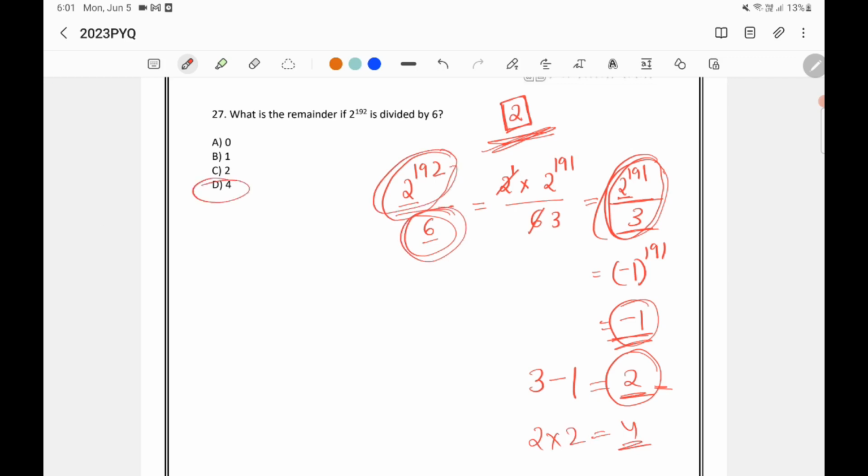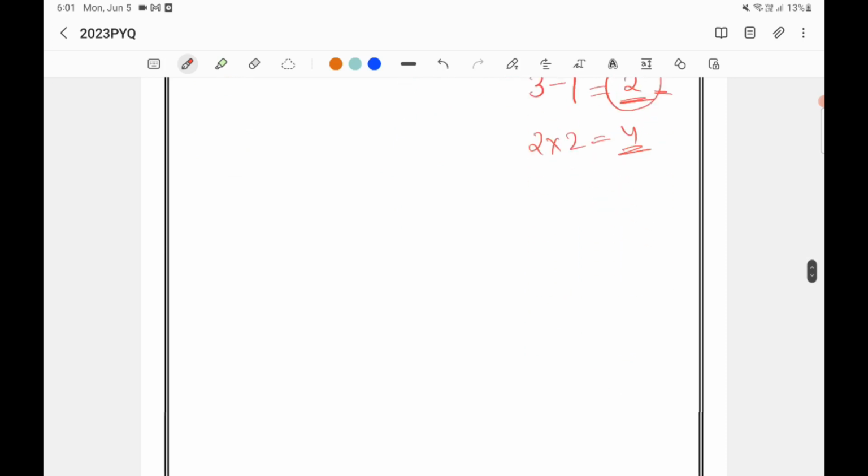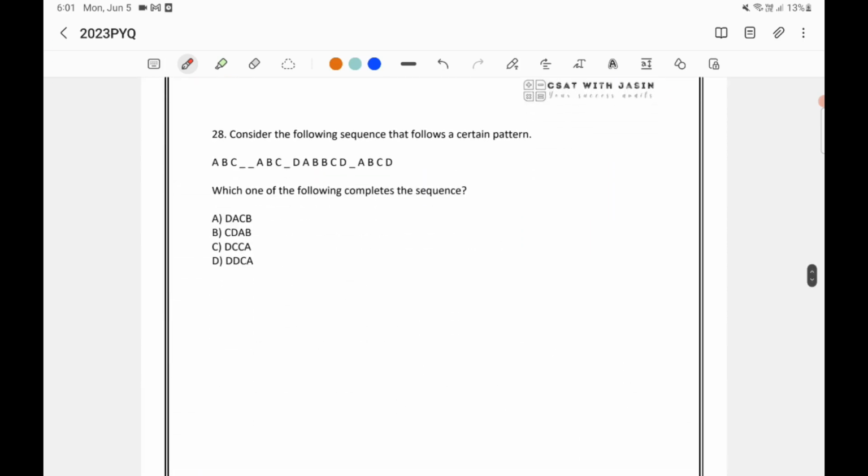Actually, all these concepts, such as how we need to calculate the remainder when cancellation is done, I have covered in the lecture on remainder theorem. So you have to go and watch it if you don't know all these concepts about remainder theorem. Okay, now let us move on to the next question.